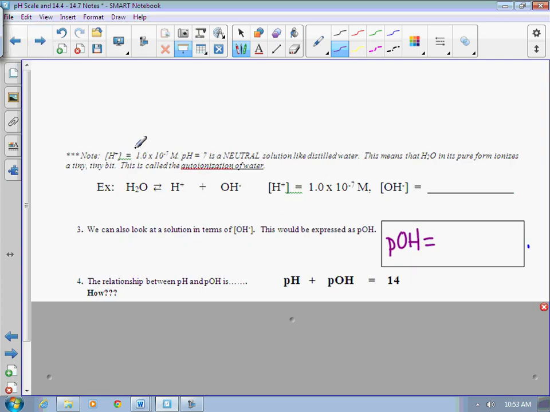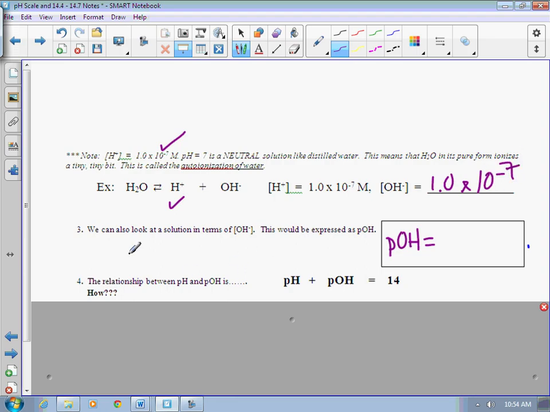So if the H plus ion concentration is 10 to the negative 7th, that's a pH of 7. We knew that that was neutral. Well, water does ionize a very, very tiny bit. So water does break up into H plus and OH minus. So if the H plus is 1.0 times 10 to the negative 7th, then what's the OH minus? Well, these are in a 1-to-1 ratio, so the OH minus would also have to be 1.0 times 10 to the negative 7th.